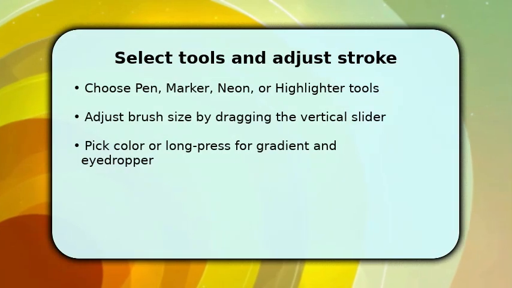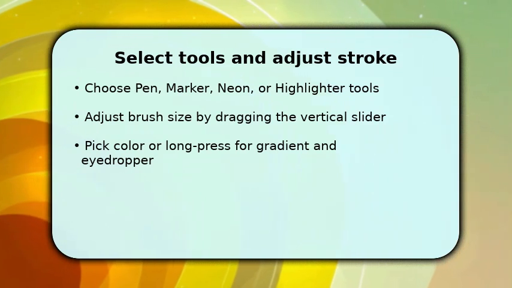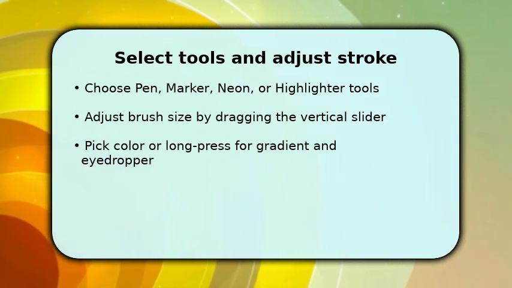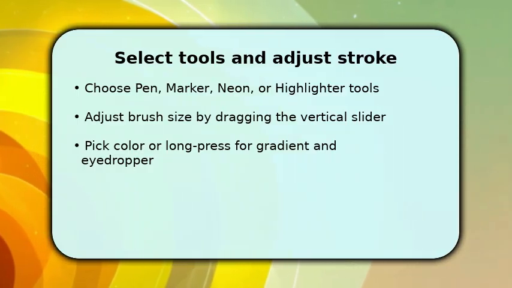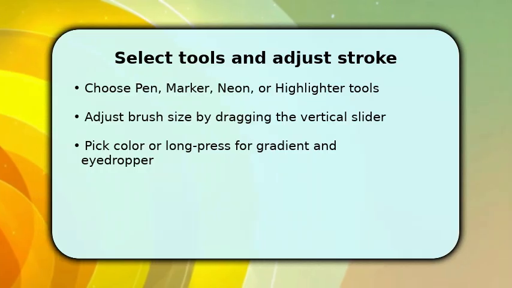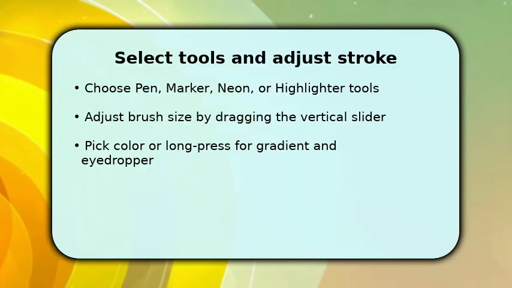Now focus on tool choice. Tap pen for fine lines, marker for bold coverage, neon for glow, and highlighter for translucent strokes. You should adjust thickness immediately by dragging the vertical slider so lines sit correctly relative to your subject.